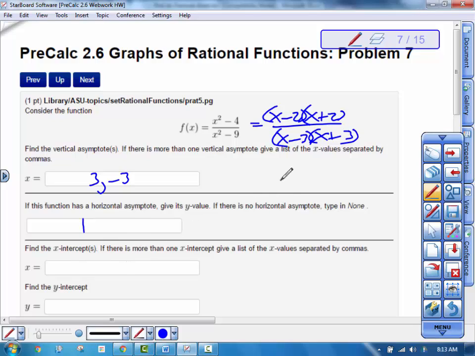Then the x-intercepts. X-intercepts occur once again where y is 0, so that's where the top is 0, which is 2 and negative 2. And y-intercepts occur where x is 0, so plug in 0 for x and you get negative 2 times 2 over negative 3 times 3, which is negative 4 over negative 9, which is 4 over 9.